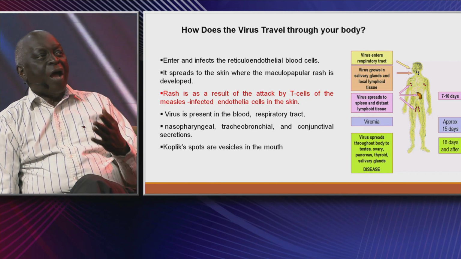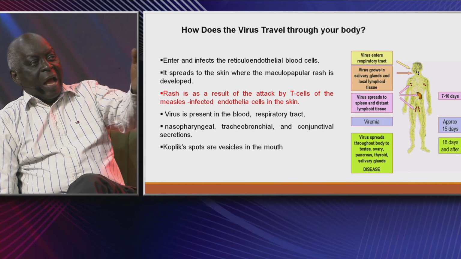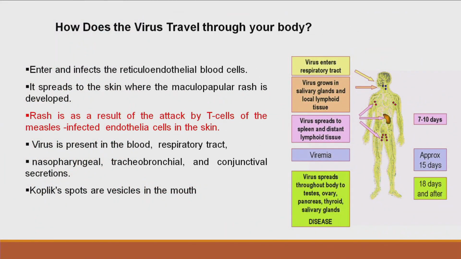How does the virus travel through your body? Very interesting. On the right, I give all the timeline. With your fever, the virus enters and infects the reticuloendothelial organs, endothelial cells, your liver, your lung, your heart, all the internal organs, from where it spreads to the skin, where the maculopapular rash develops.